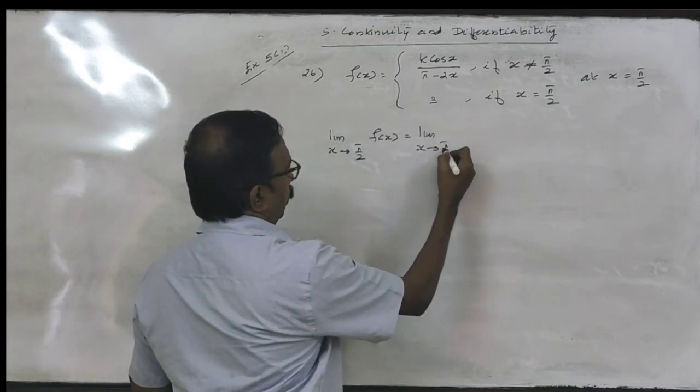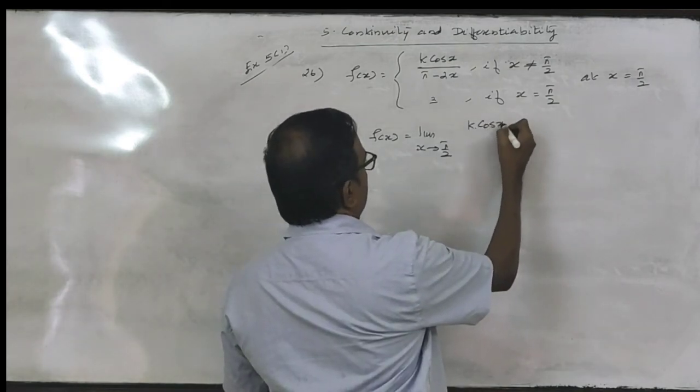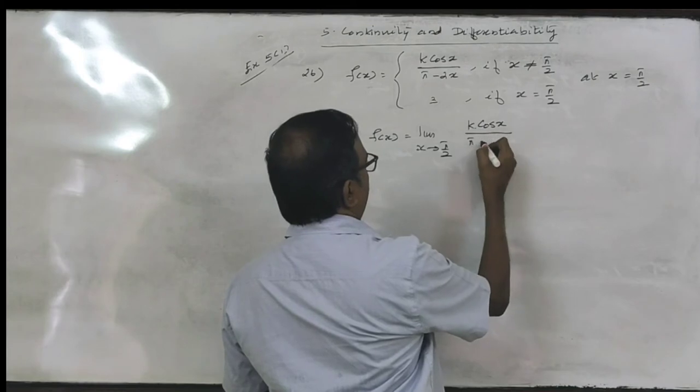To pi by 2, f of x is k cos x divided by pi minus 2x.